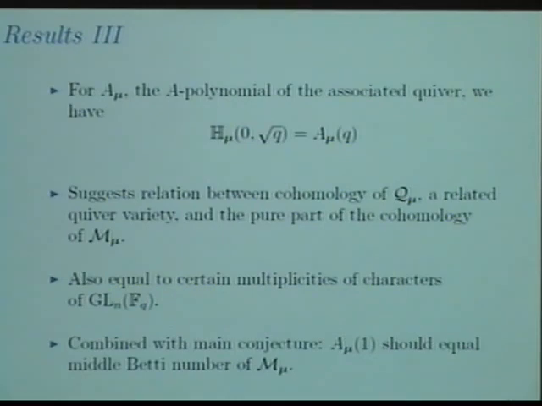If you combine all of these conjectures together, you find the following fact: that the polynomial A mu hat evaluated at q equals 1 should equal the middle Betti number of M mu hat. And this is now a concrete, simple statement about the variety M mu hat. And since this is a topological statement, it's also a statement about the middle cohomology of the moduli space of Higgs bundles. So let me give you an example.